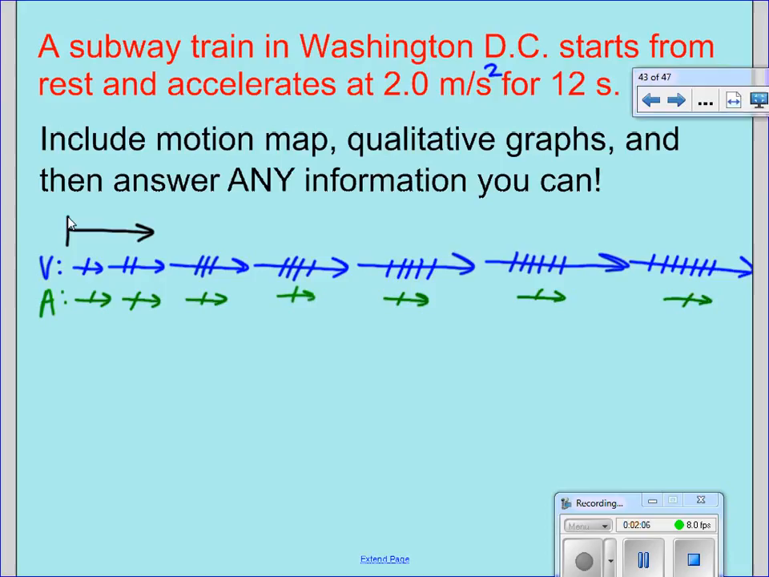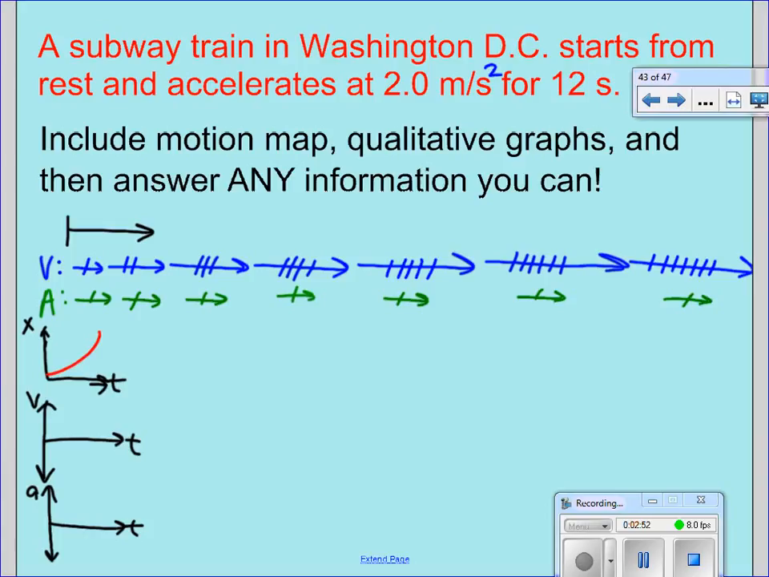Let's go ahead now and look at our qualitative graphs. So I'm going to have position versus time, velocity versus time, and acceleration versus time. Okay, first of all, remember these are qualitative graphs, so we're not going to necessarily have numbers in them. We just want to know what their general shape is. So for position, it's moving away from the origin, speeding up, so that's going to have this shape right here, and that should be at the origin. So let me redraw that a little bit better. There we go.